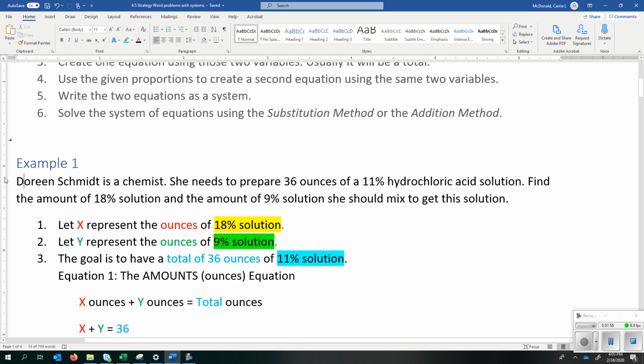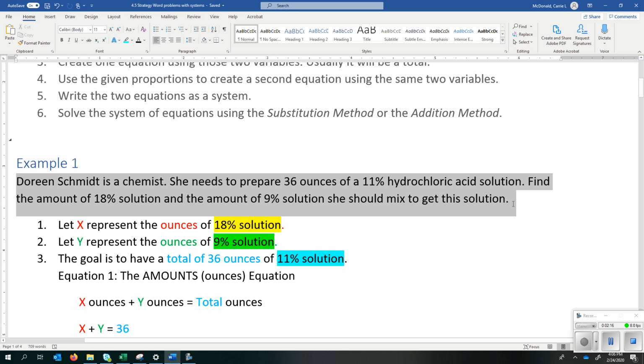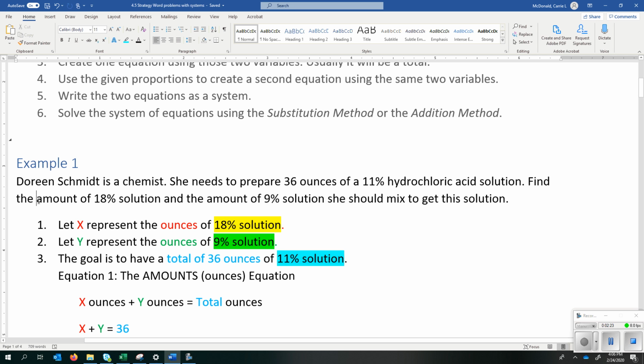So let's look at the example here. This is right out of the homework. It says Doreen Schmidt is a chemist. She needs to prepare 36 ounces of 11% hydrochloric acid solution. Find the amount of 18% solution and the amount of 9% solution she should mix to get the solution. So the reason we should know that we want to set up a system of equations is because we're looking for two unknowns, the amount of 18% solution and the amount of 9% solution.